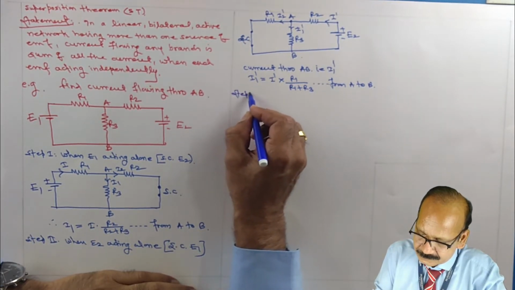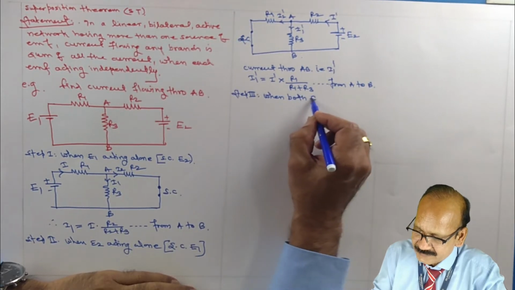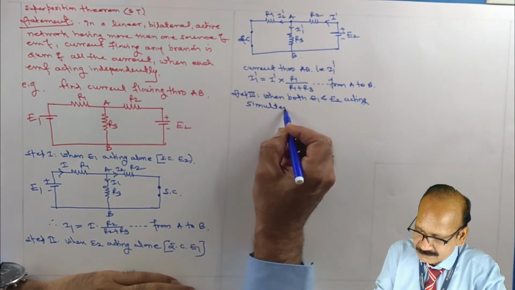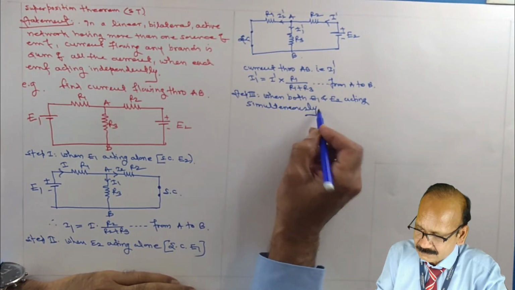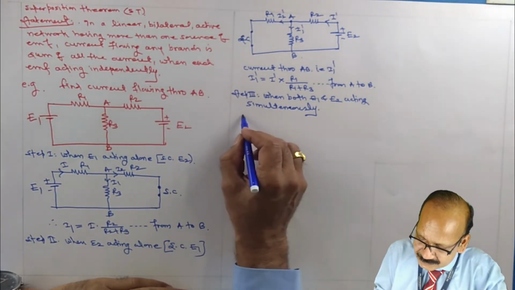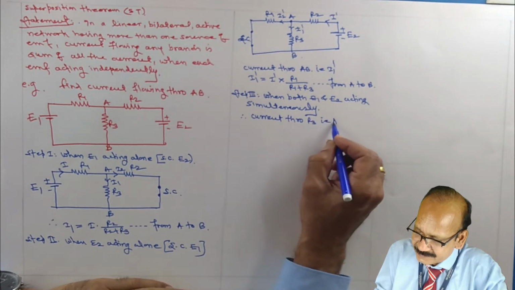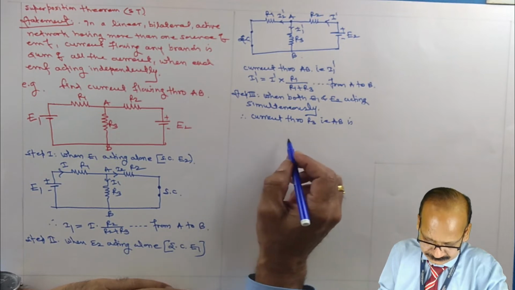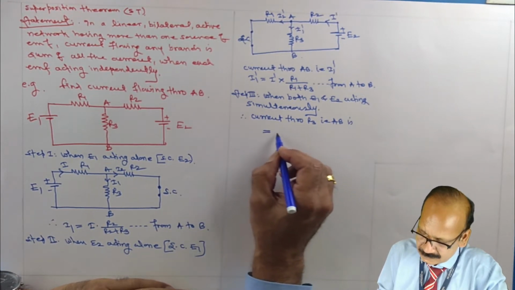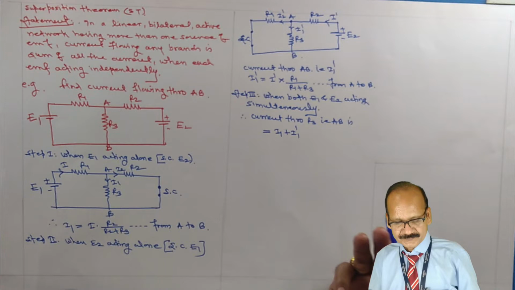Therefore, step 3: when both E1 and E2 are acting simultaneously, what is the current? So the current through R3, that is AB, is equal to I1 plus I1 dash. Okay, so I hope you understood it.